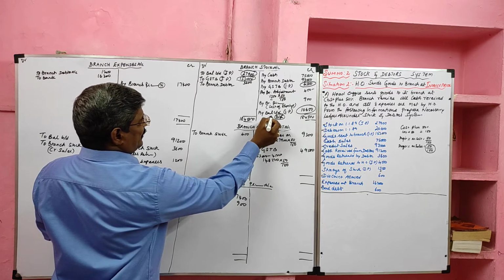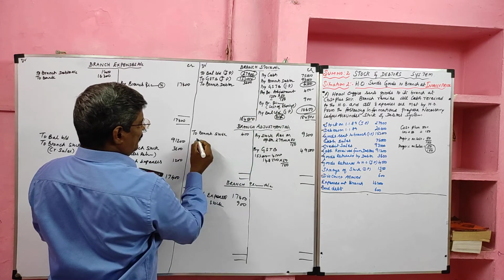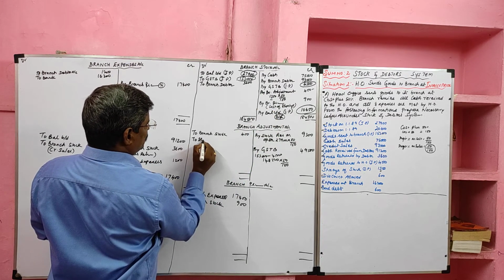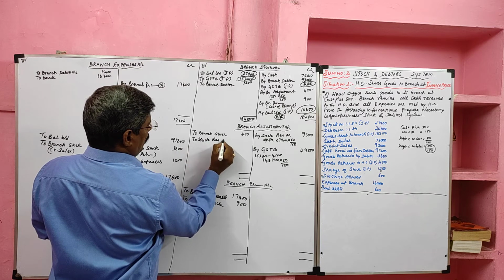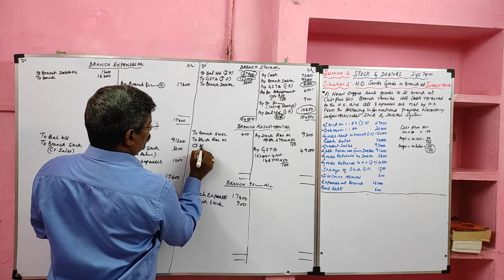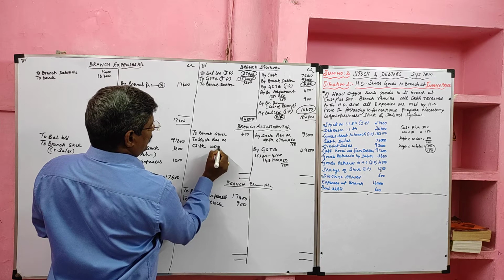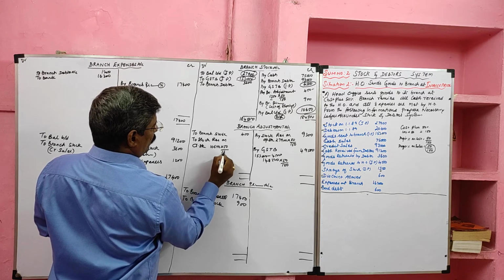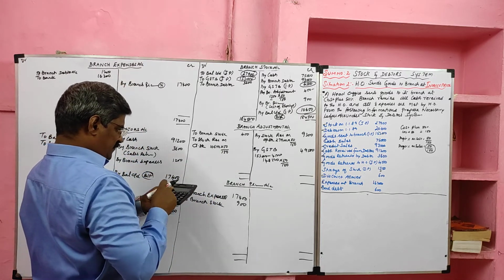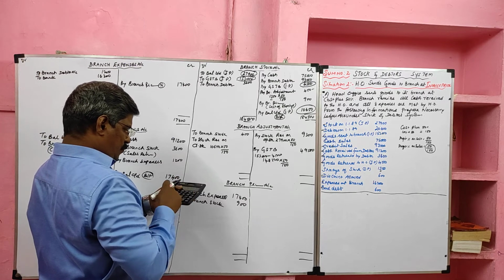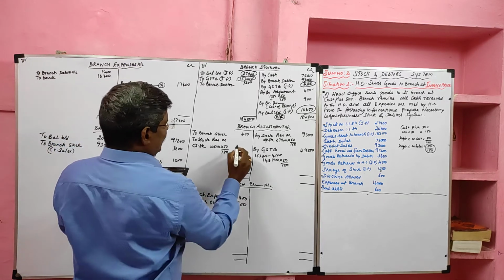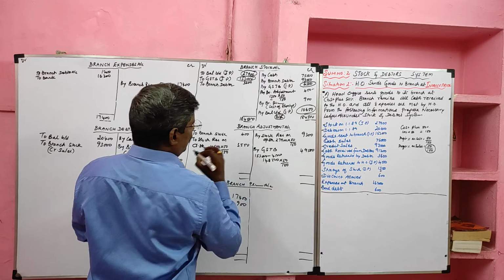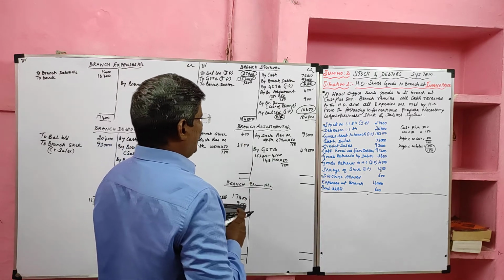Then we'll take stock reserve for closing stock. Closing stock is recorded in the credit side of branch stock account. For its stock reserve we'll take in the debit side. So stock reserve on closing stock: 10,650 into 50 by 150. Stock reserve is 3,550. Now we'll balance the branch adjustment account.